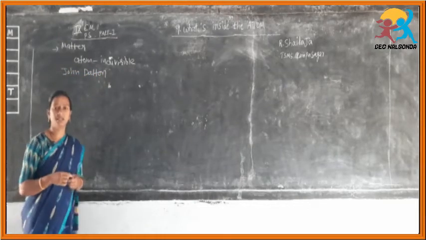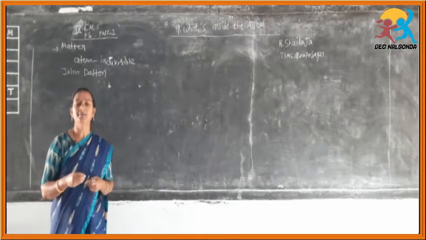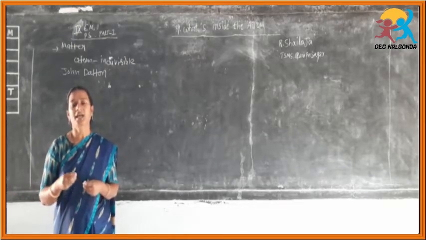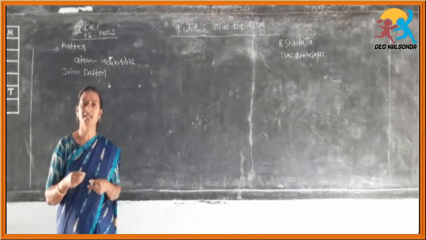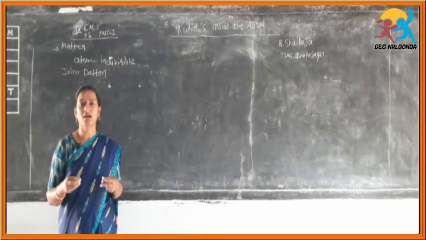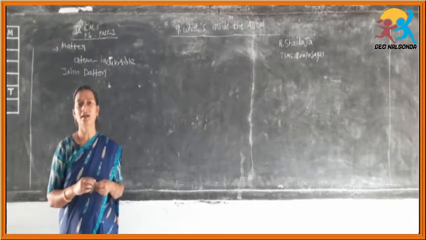John Dalton proposed that atoms are indivisible particles. The atom is the smallest particle in matter. When atoms are combined together, they give the matter. All atoms combined together give the matter.